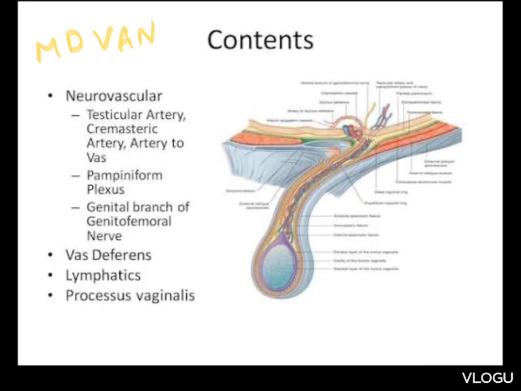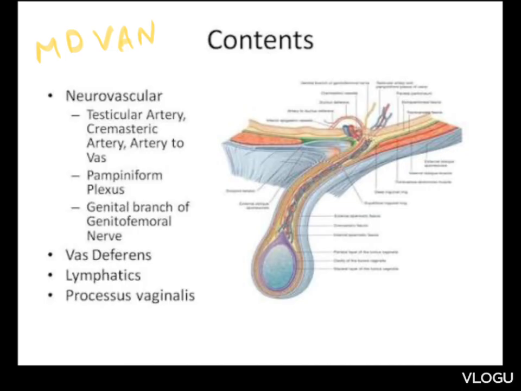Next, blood supply. In the blood supply of the spermatic cord, the inferior epigastric artery is the key landmark, and it will help to differentiate direct versus indirect hernia. Next you can see embryology.